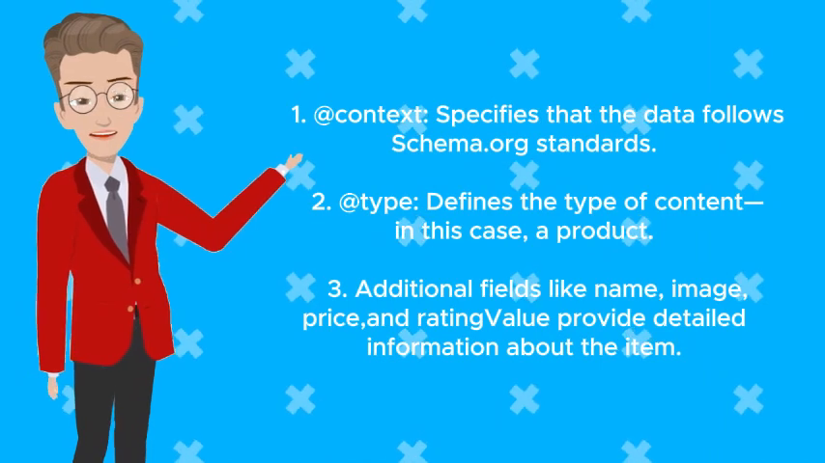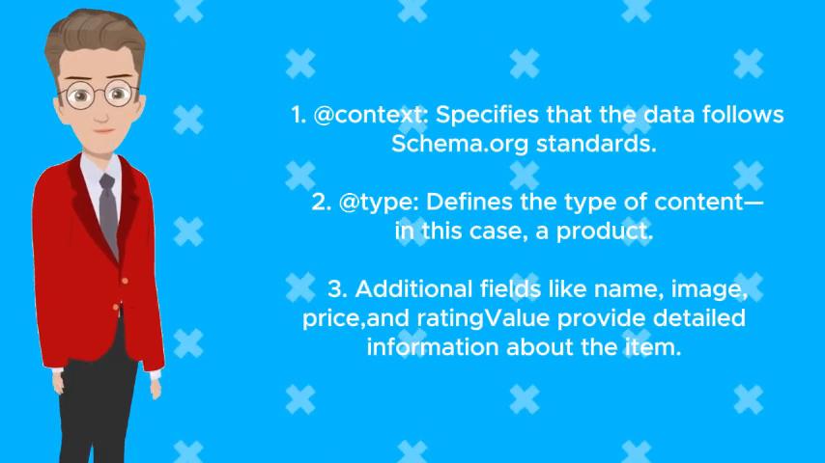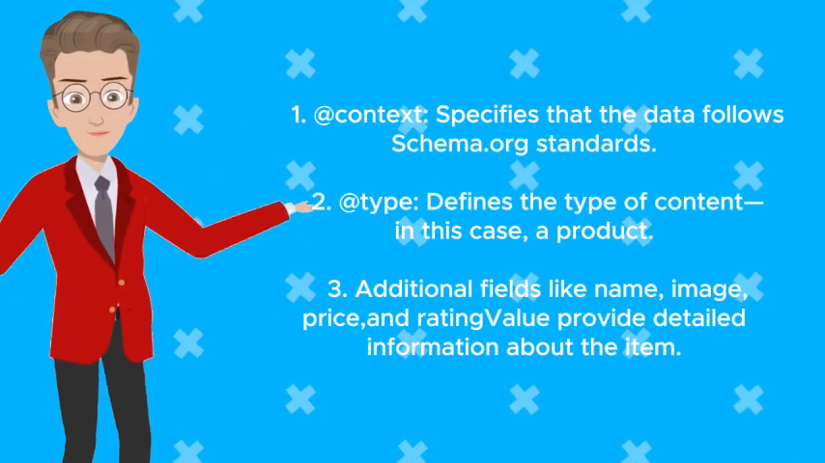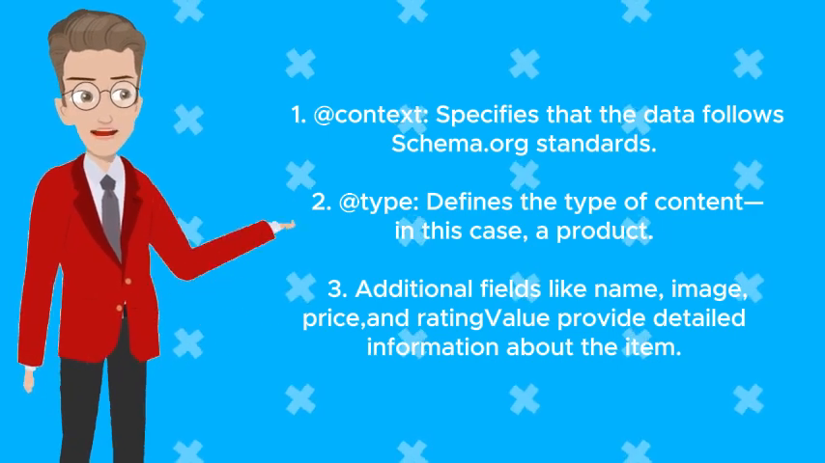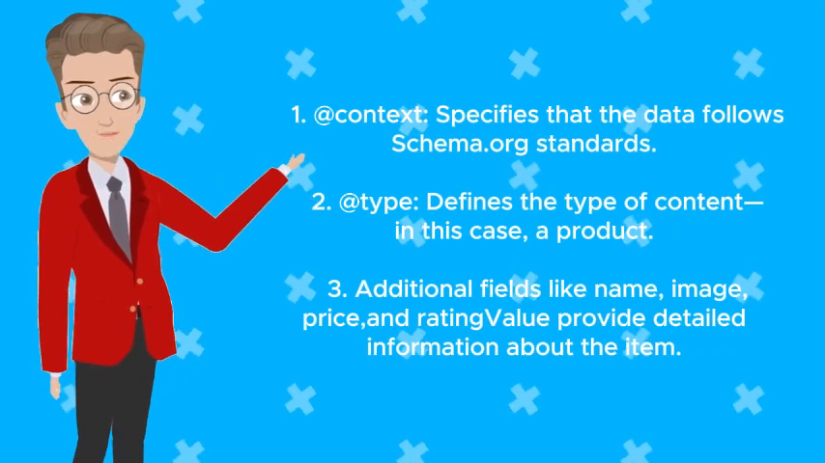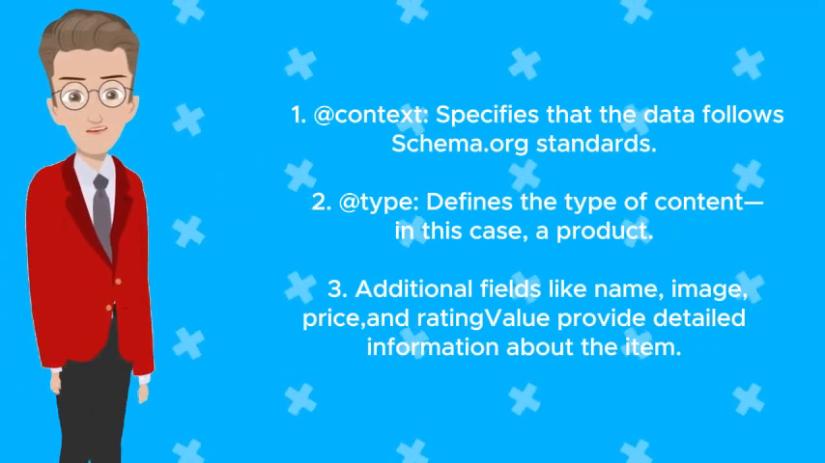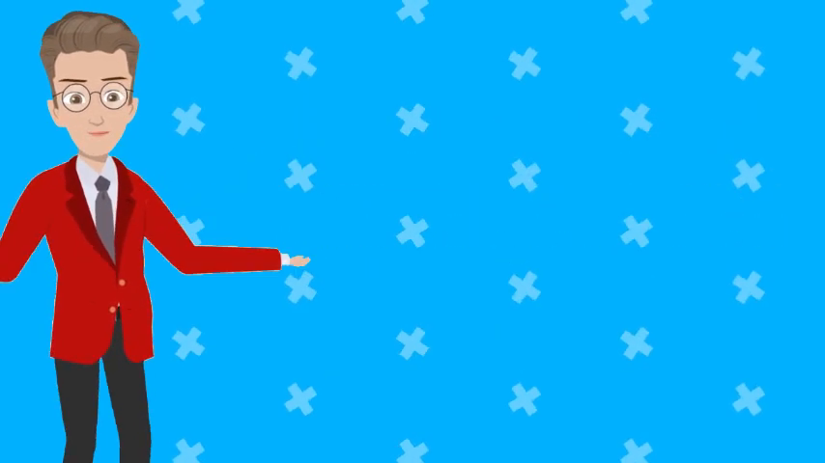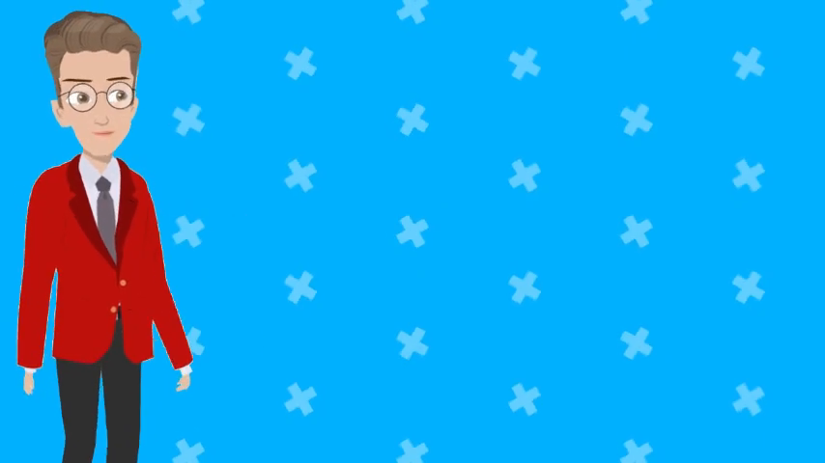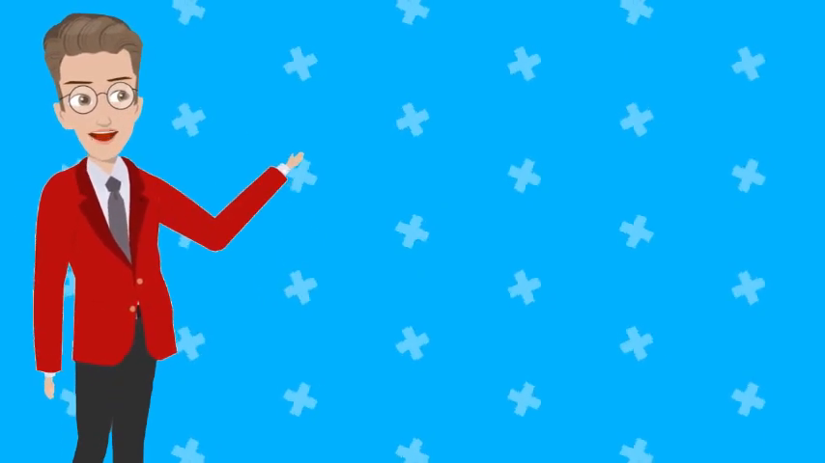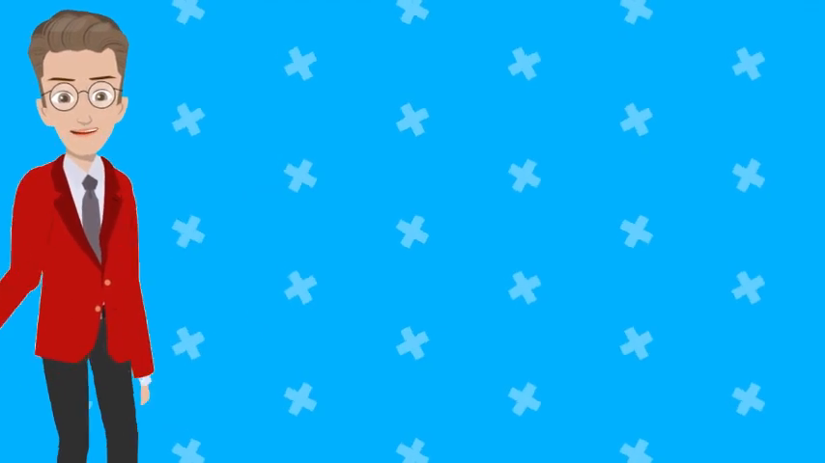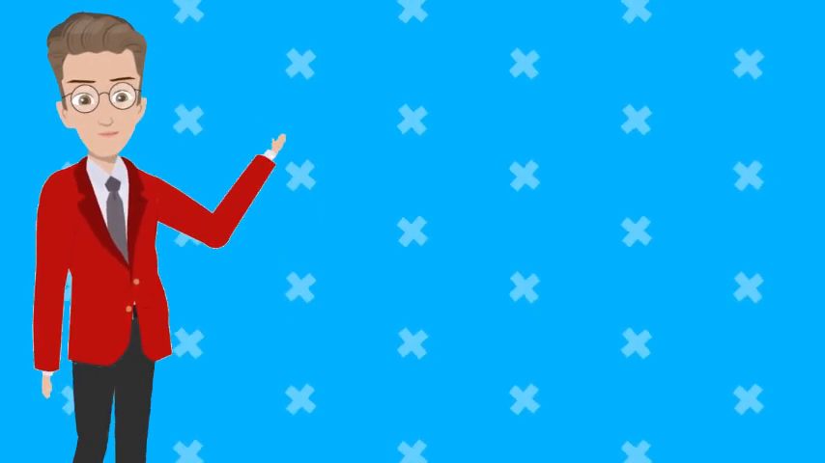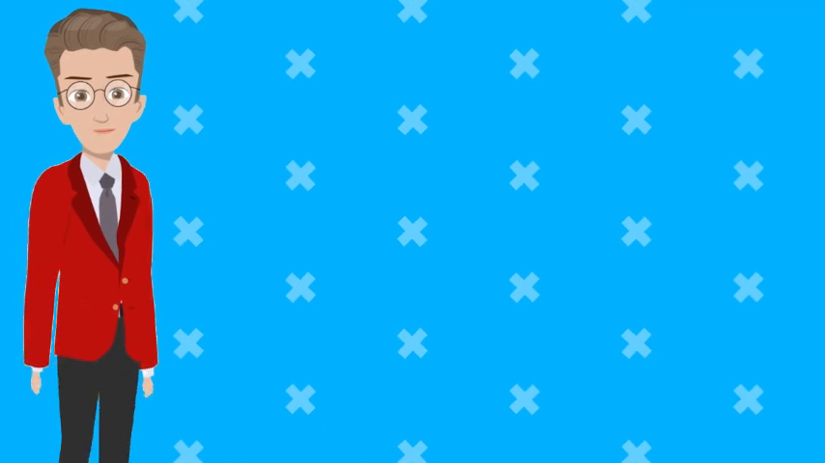Here's what's happening in this code. Add context. Specifies that the data follows schema.org standards. Add type. Defines the type of content, in this case, a product. Additional fields like name, image, price, and rating value provide detailed information about the item. You can generate schema markup using tools like Google's Structured Data Markup Helper, or plugins like Yoast SEO if you're using WordPress. Once added, test your implementation with the Rich Results Test tool to ensure everything works correctly.